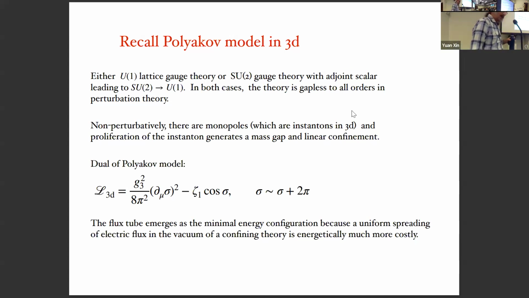So you can actually map this system to a Coulomb gas of magnetically charged monopoles, and you can write this dual Lagrangian. This is the Maxwell term. This is the term that comes from dual of the Maxwell term. And this is the term that comes from proliferation of the monopole.